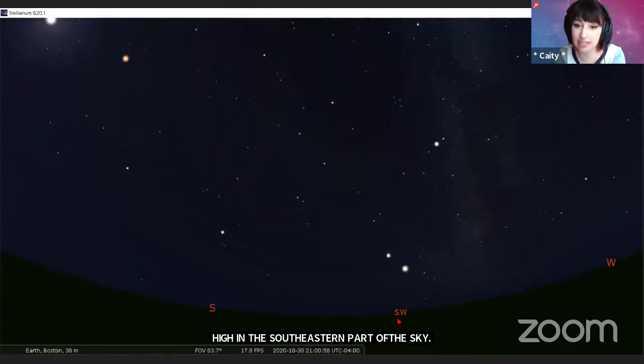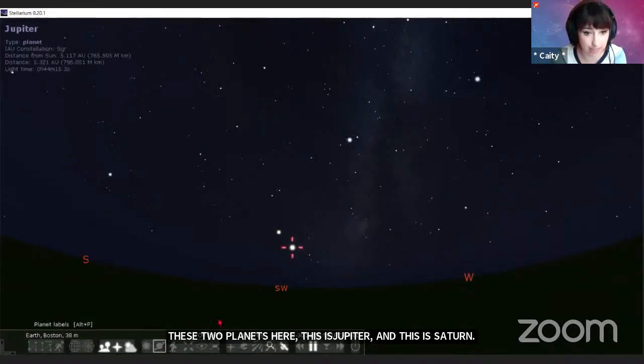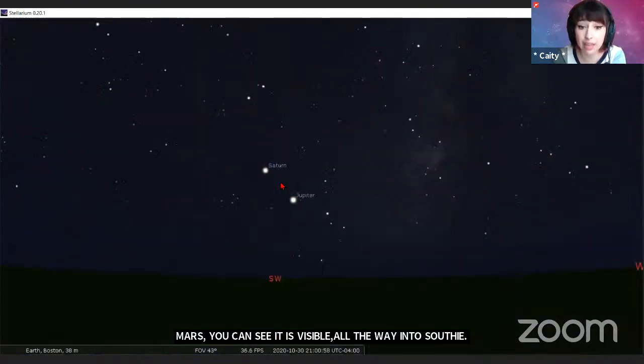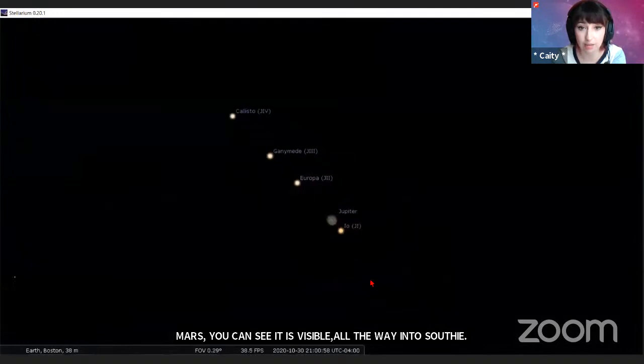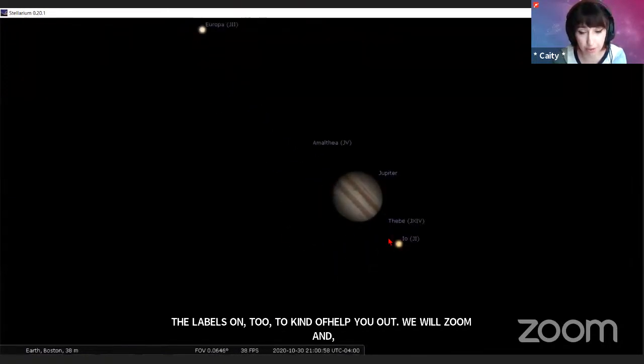So we're going to visit each one of them, starting with Jupiter, and I can put the planet labels on too to kind of help you out. And we'll just zoom in. Get nice and close. And as we get closer here, you can see a lot of Jupiter's moons are labeled as well. Jupiter has a whole bunch of moons.